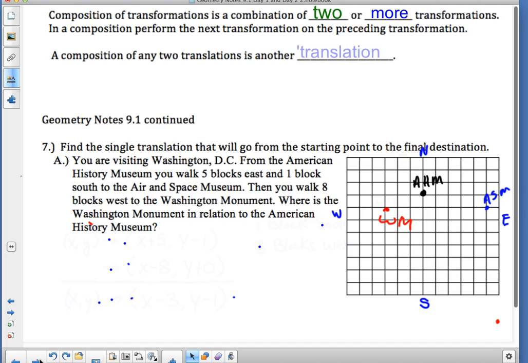So a composition of any two translations is another translation, okay? And I get to add the X's and add the Y's, and we'll talk about that tomorrow. Or, you know, Monday, depending on what you guys want to do.